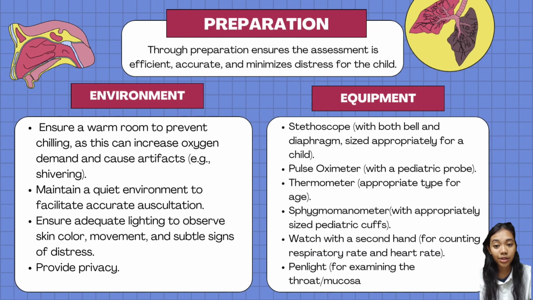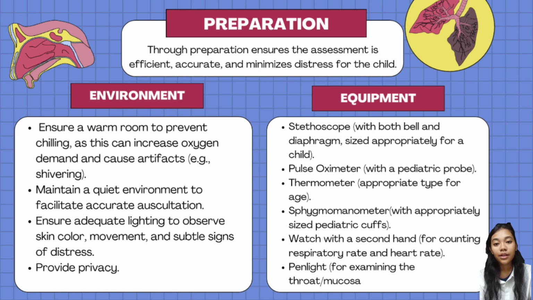Now the preparation. Thorough preparation ensures the assessment is efficient, accurate, and minimizes distress for the child. The first one, the environment. Ensure a warm room to prevent chilling, as this can increase oxygen demand and cause artifacts, for example shivering. Maintain a quiet environment to facilitate accurate auscultation. Ensure adequate lighting to observe skin color, movement, and subtle signs of distress, and provide privacy.